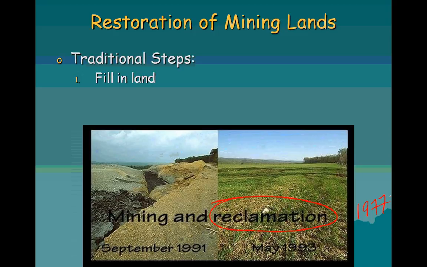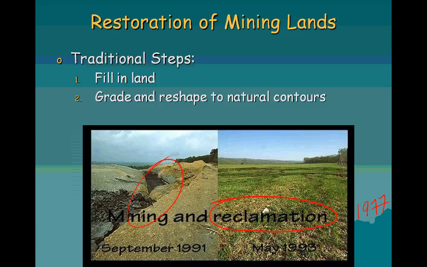So the traditional steps are, you first fill in the land, because you are left with a big hole when you mine. Next you need to grade and reshape it. You don't want a bumpy looking landscape, you want it to look nice and natural, so a lot of equipment is used to do this. And lastly, you're going to put vegetation there.